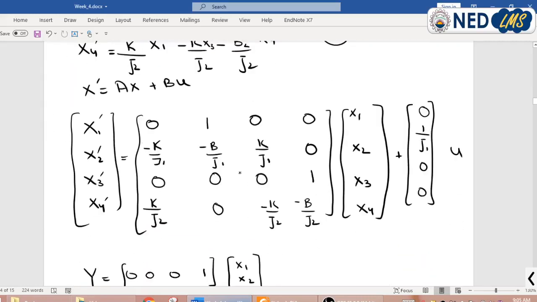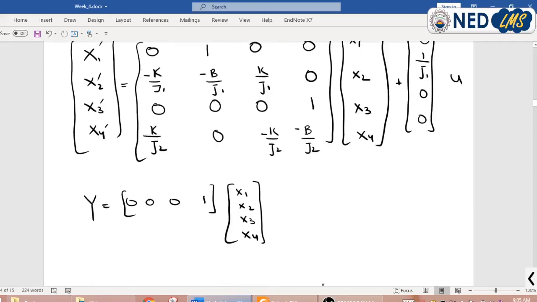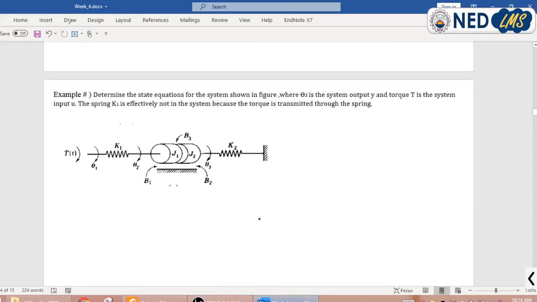If you have any queries, you can ask them in the live session. This is the second example of a mechanical rotational system in which we will discuss how we can determine the state equation of the system. Here theta 3 is our system output.